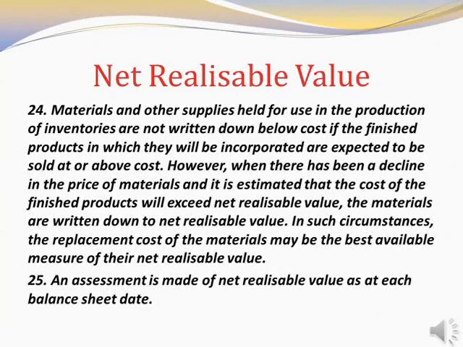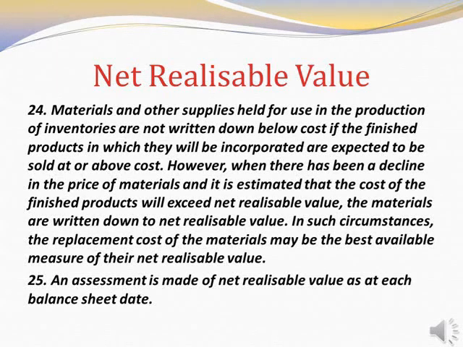Para 24. Materials and other supplies held for use in the production of inventories are not written down below cost if the finished products in which they will be incorporated are expected to be sold at or above cost. However, when there has been a decline in the price of materials and it is estimated that the cost of the finished products will exceed net realizable value, the materials are written down to net realizable value. In such circumstances, the replacement cost of the materials may be the best available measure of their net realizable value.